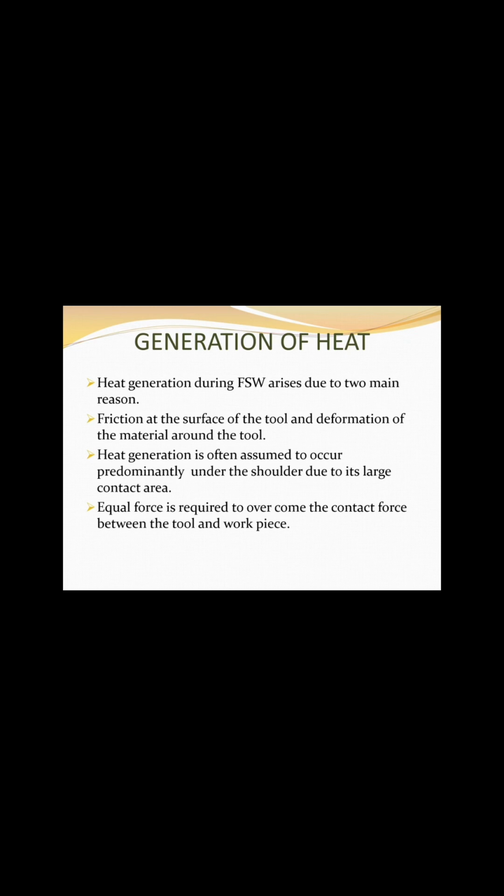Next we go to the generation of heat in the welding. Heat generation during FSW arises due to two main reasons: friction at the surface of the tool and deformation of the material around the tool. Heat generation is often assumed to occur predominantly under the shoulder due to its large contact area, and equal forces are required to overcome the contact force between the tool and the workpiece.